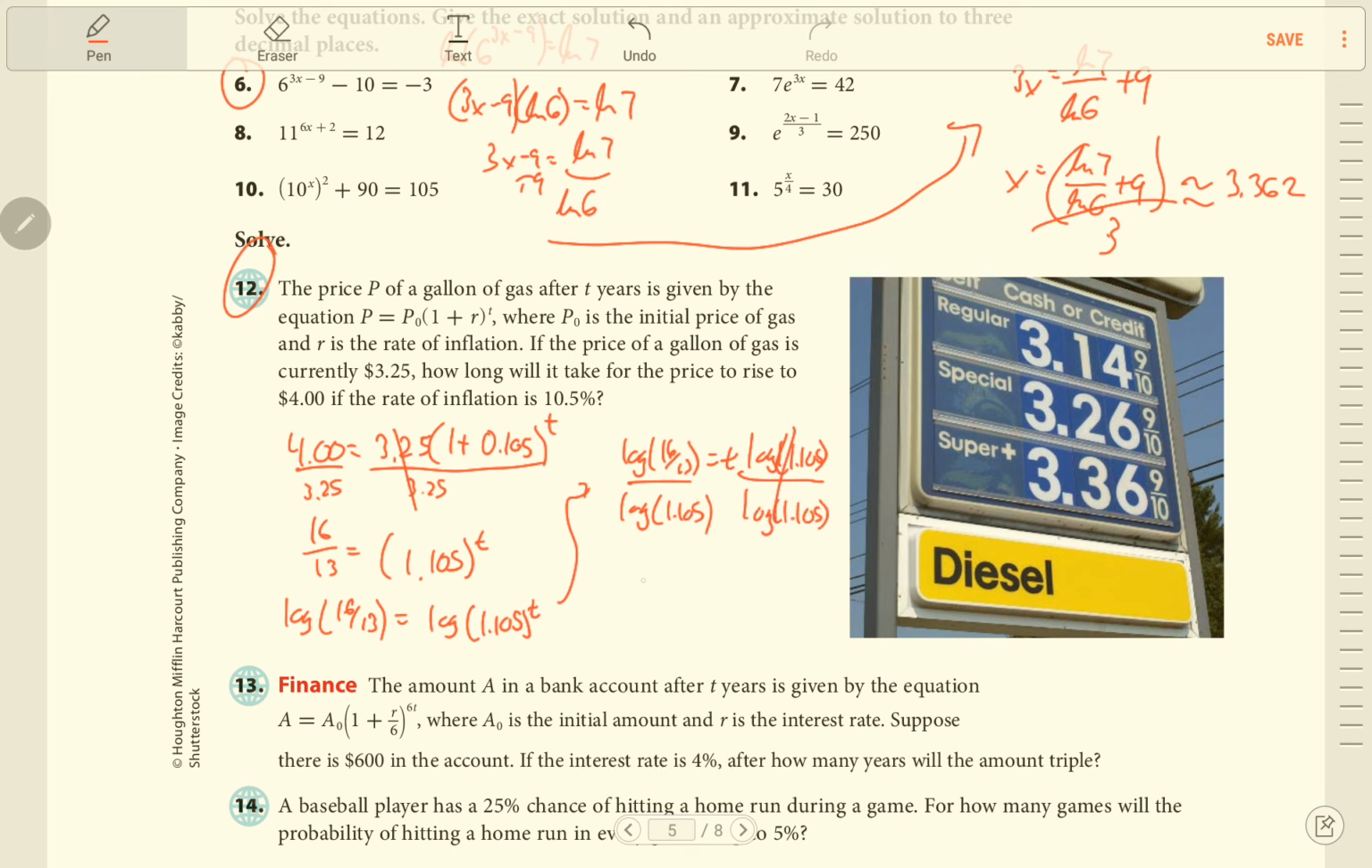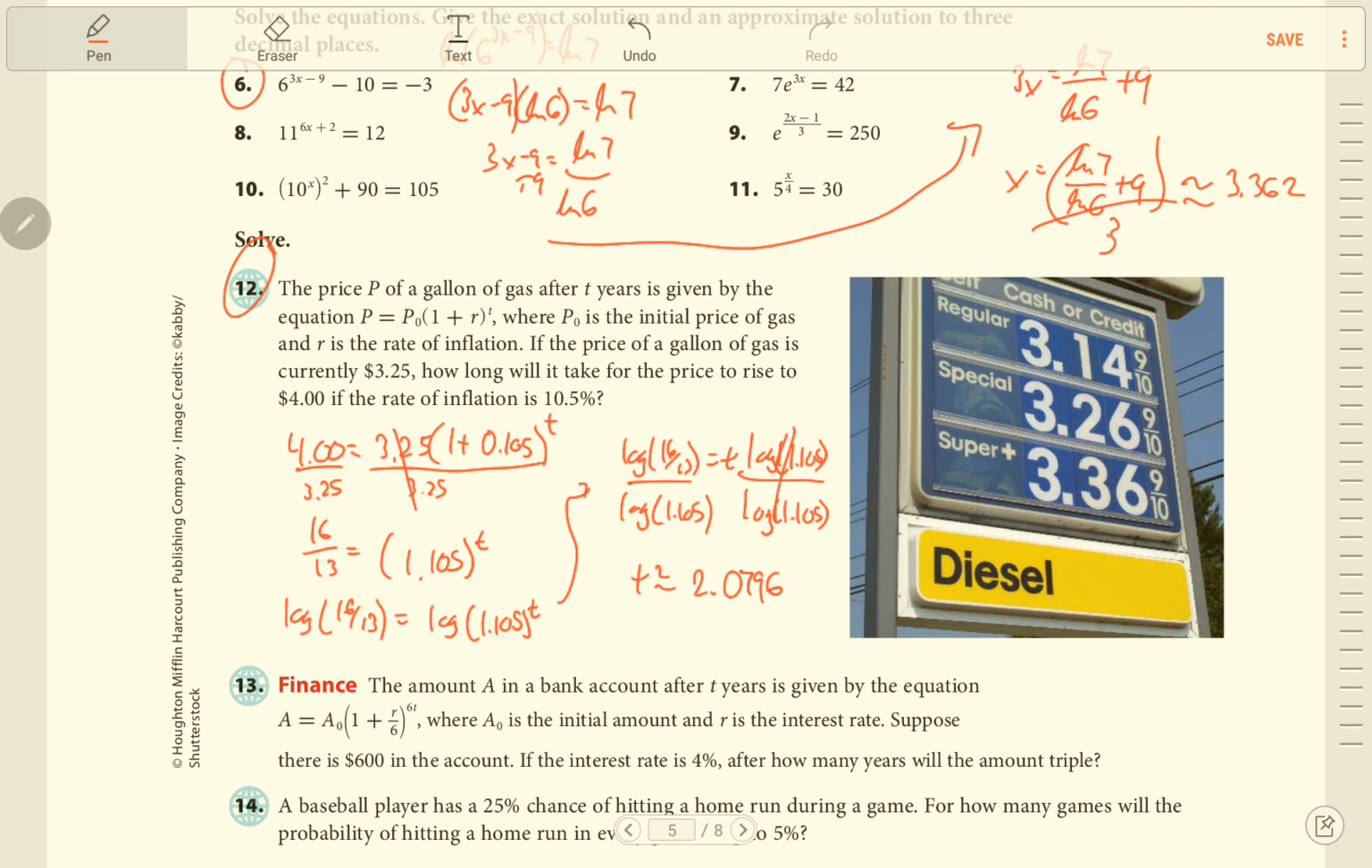Those cancel, so we'll have t is approximately, and we'll just type in my calculator using the log button, log of 16/13 divided by log of 1.105. Make sure you're closing your parentheses around your logarithm, right? Close this parenthesis before you type in that division symbol, okay? Very important.